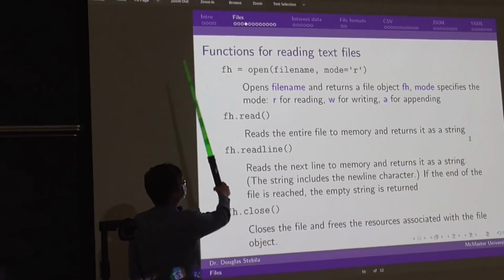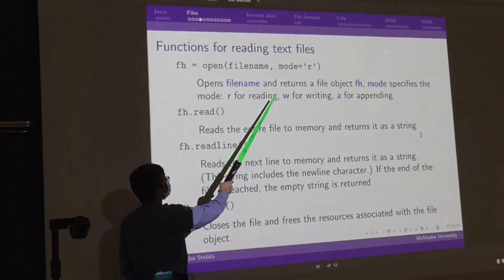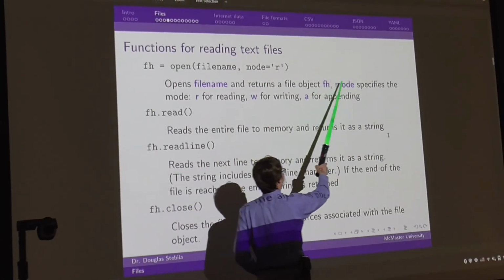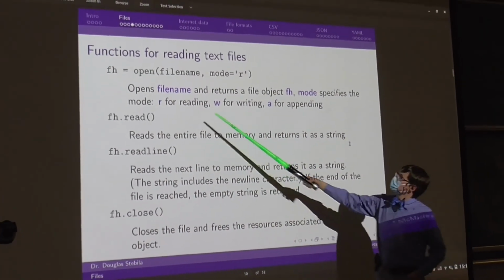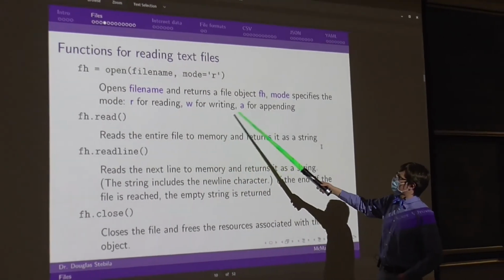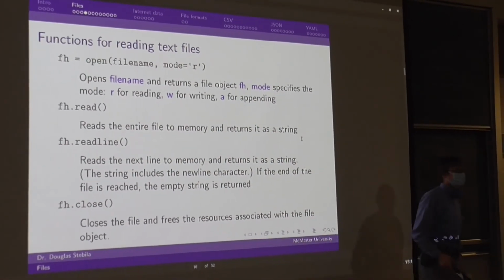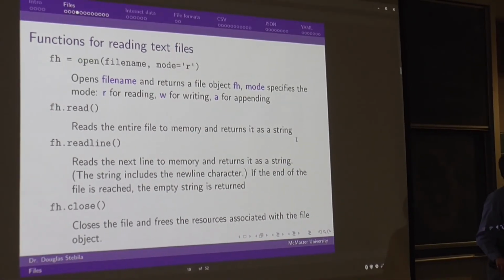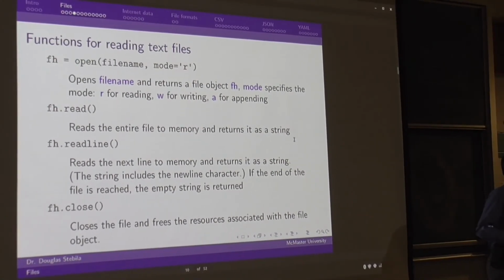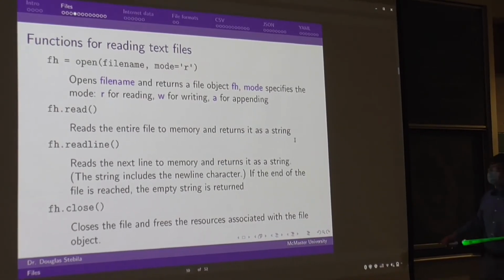So, open opens file name and returns a file object, a file handle. Mode specifies the mode, obviously. R for reading, W for writing, A for appending. What's appending again? Anybody? Append, yes. Adding to the end of, yes.